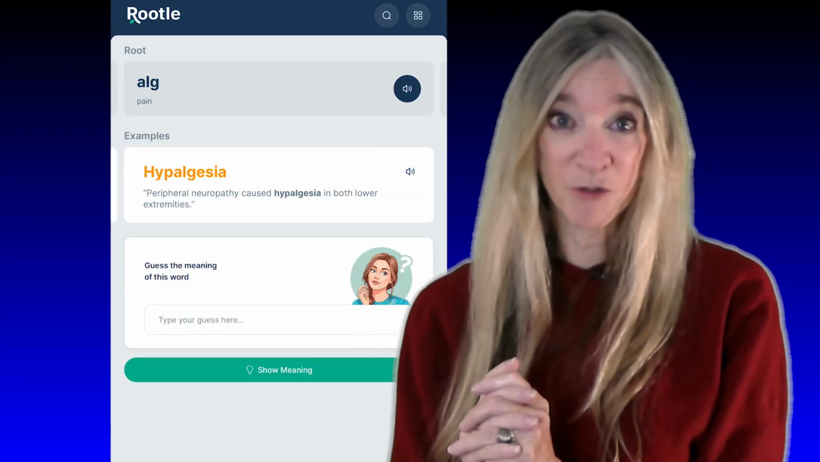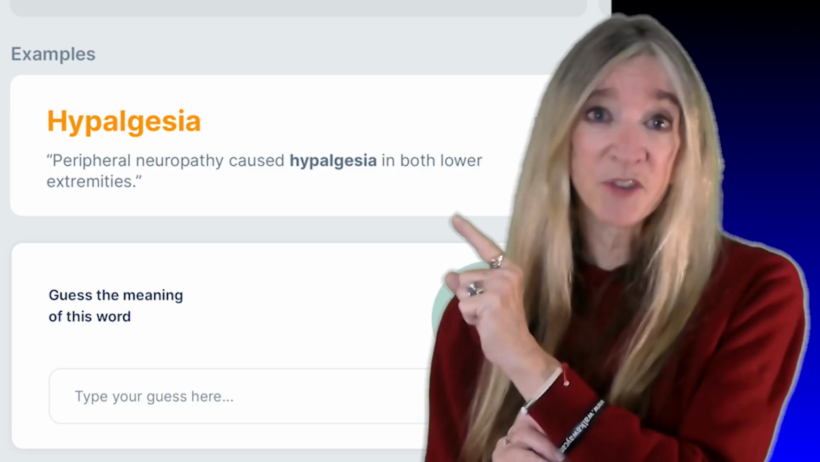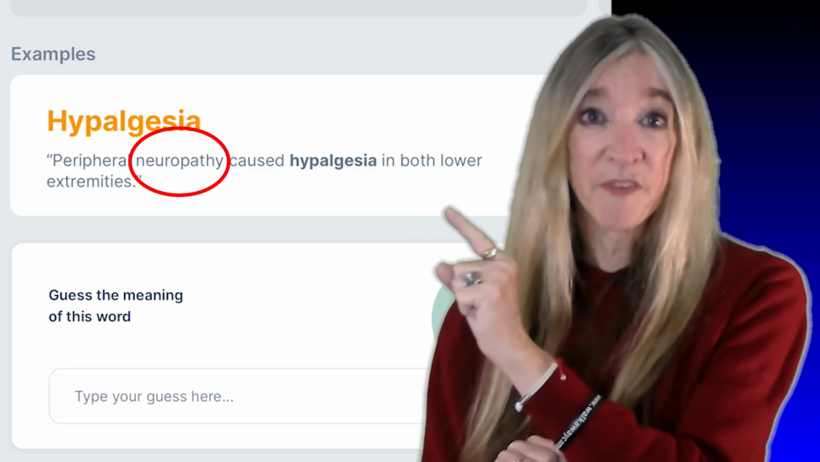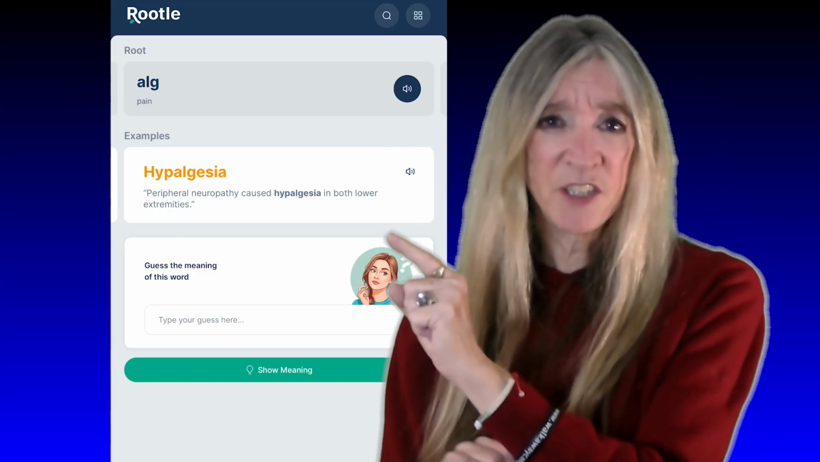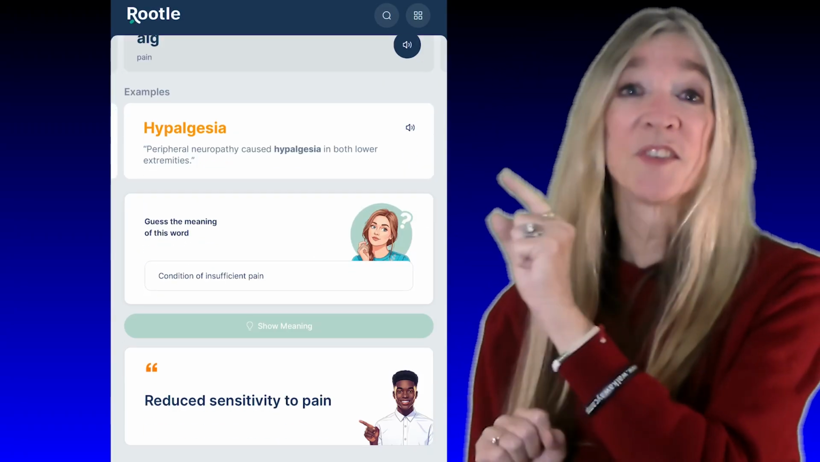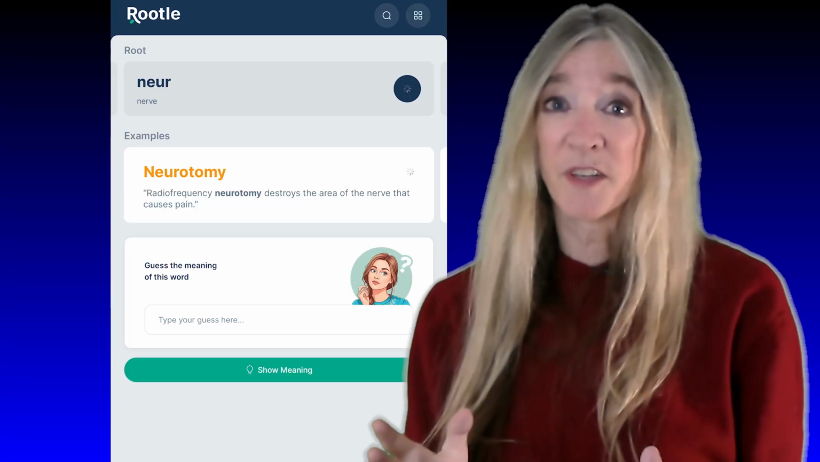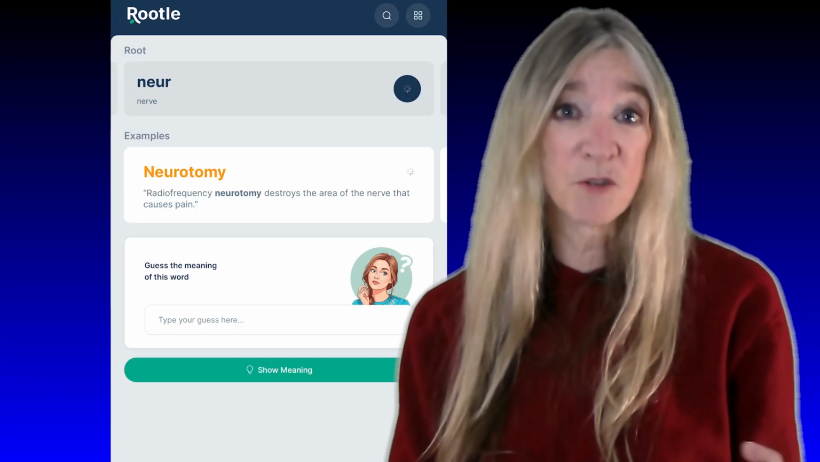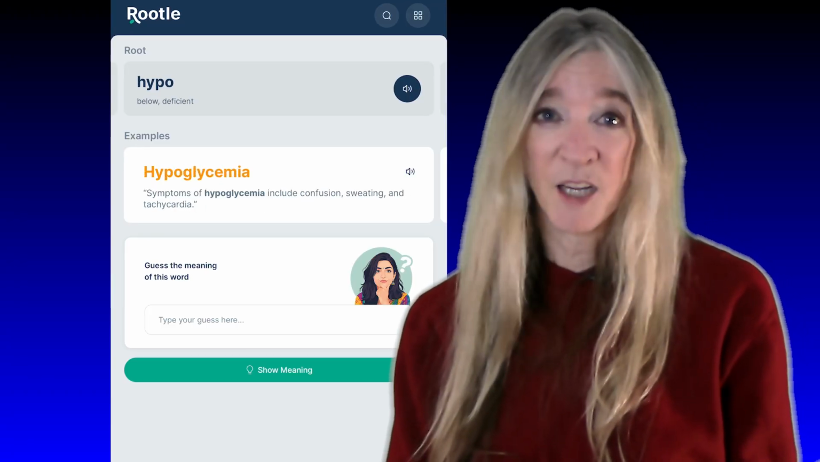Hypalgesia. There's another word with that root. Look at the sentence it appears in for some context. Neuropathy, that's nerve disease. Hypalgesia is a condition of insufficient pain, or in other words, reduced sensitivity to pain. Yes, of course, I also taught my students the roots for neuro and path, and ia and an.